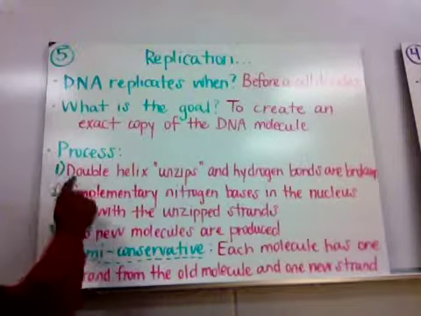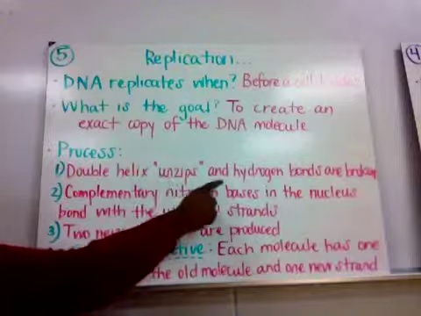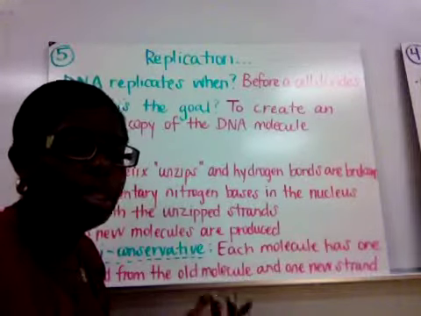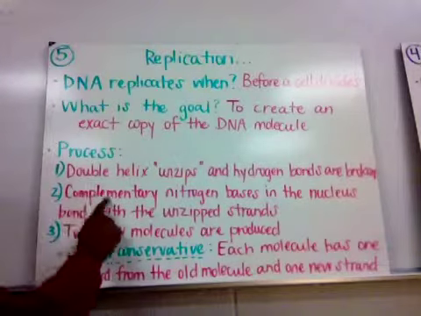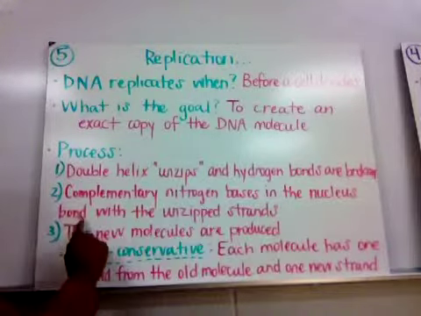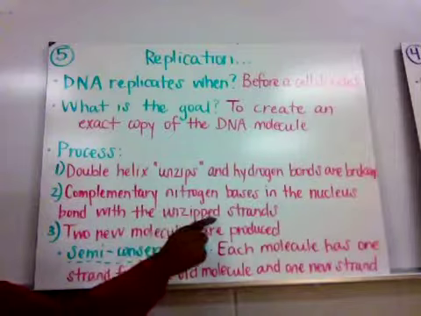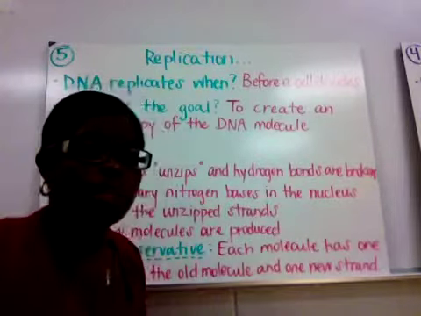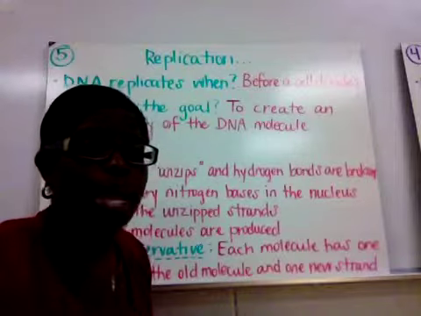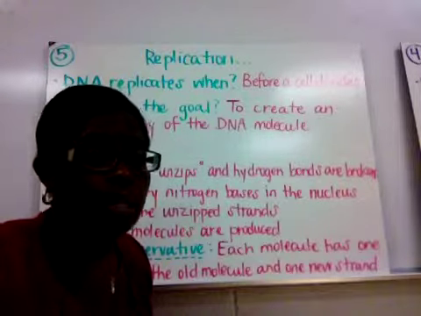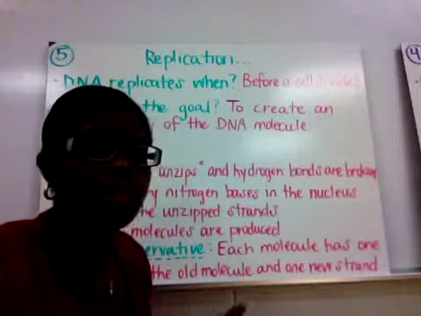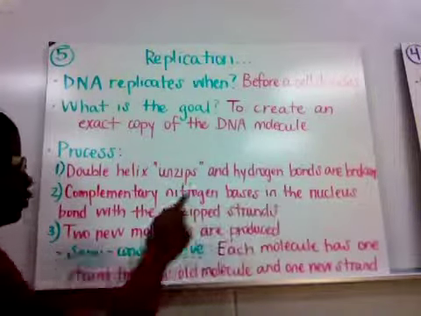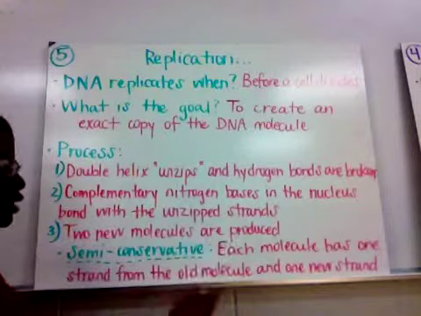So the first step, the double helix unzips and the hydrogen bonds are broken. Remember, the hydrogen bonds are weak, so they're going to be easily broken. The complementary nitrogen bases in the nucleus bond with the unzipped strands. Those complementary nitrogen bases refer to your base pair rule, that A matches with T, T with A, G with C, or C with G. So the complementary nitrogen bases in the nucleus bond with the unzipped strands.